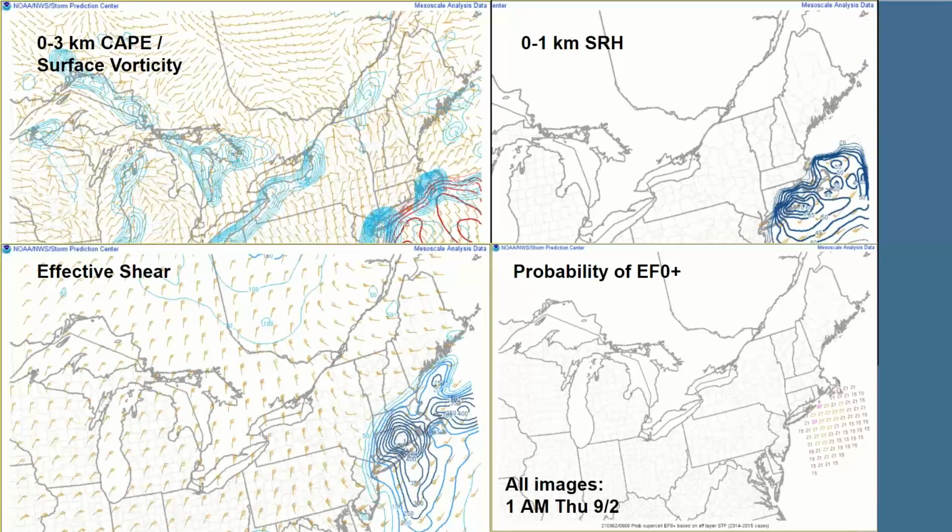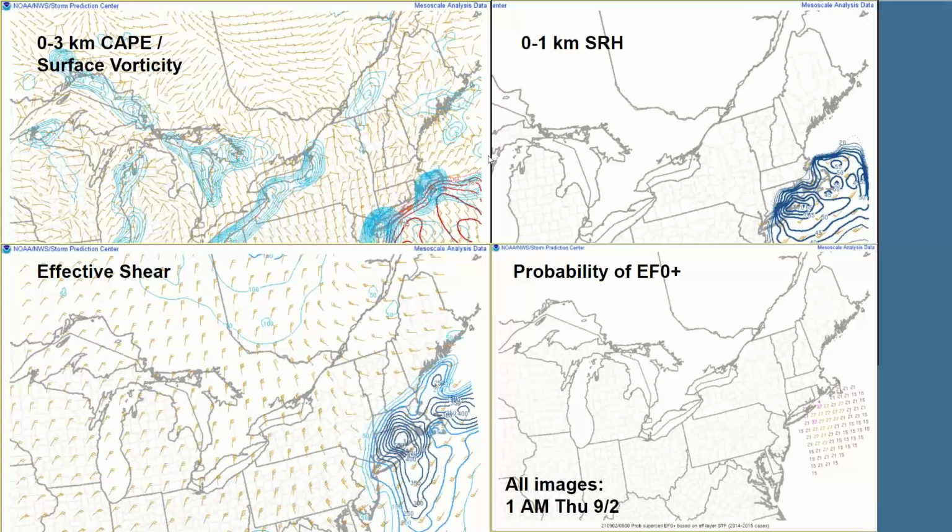Taking a look at the various parameters. So top left corner, that's 0 to 3 kilometer CAPE and surface vorticity. Again, the CAPE or instability is highlighted in red. The blue is vorticity, where the two overlap, that's where you want to pay close attention to. And unsurprisingly, Cape Cod and the islands were under the gun that night for possible spin-ups.